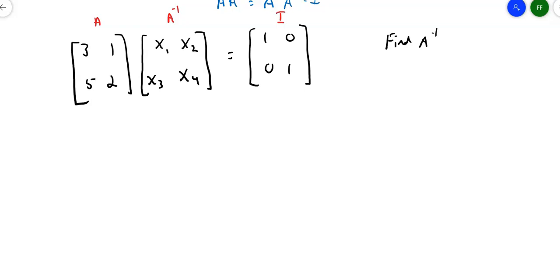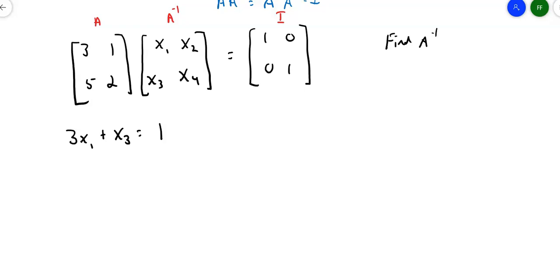All right. From this, I can come up with 4 equations, right? A system of 4 equations. Let's multiply row 1 by column 1. So let's do 3 times x sub 1 plus 1 times x sub 3 equals what's in row 1, column 1 up top of the matrix on the right-hand side.